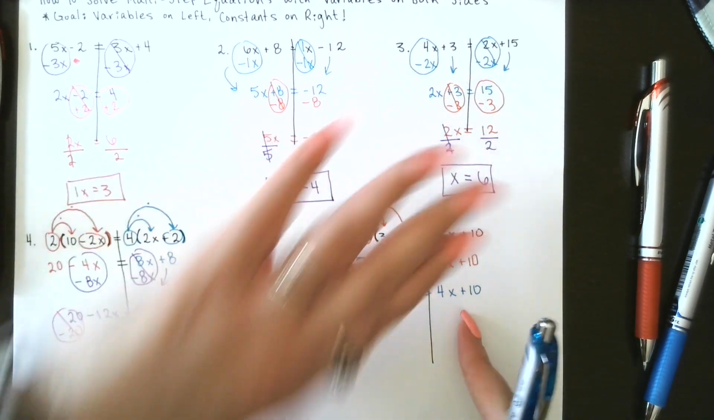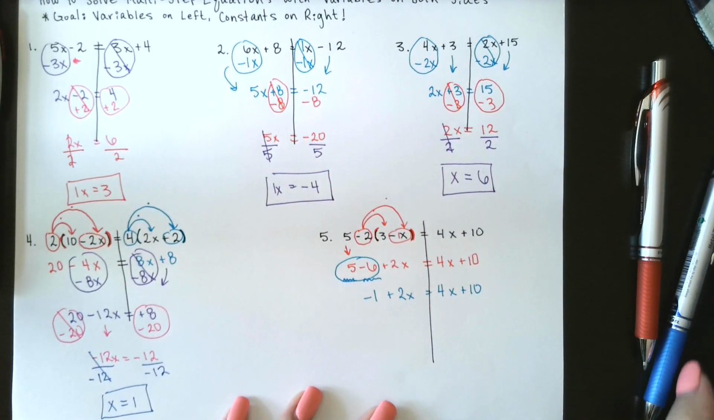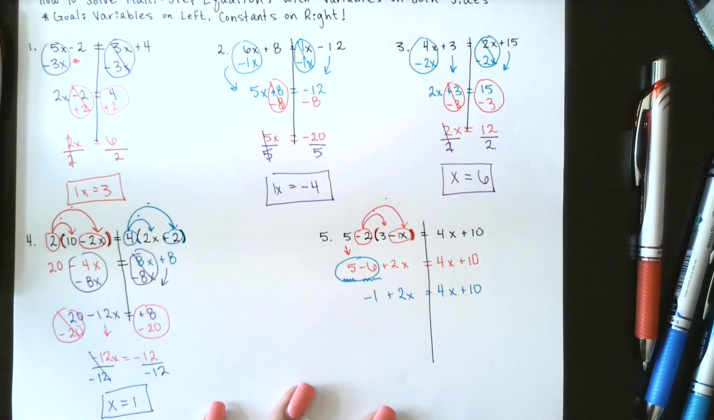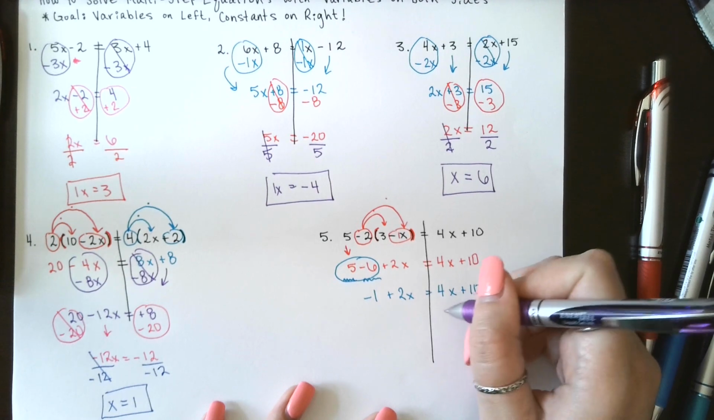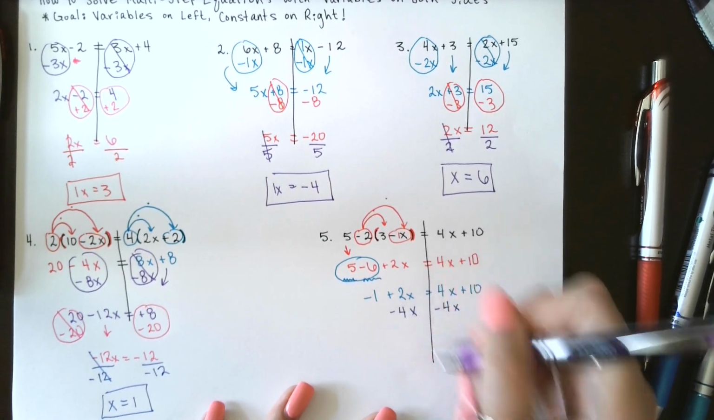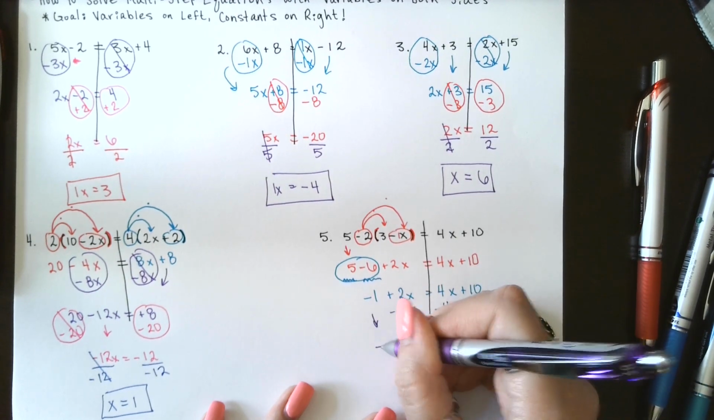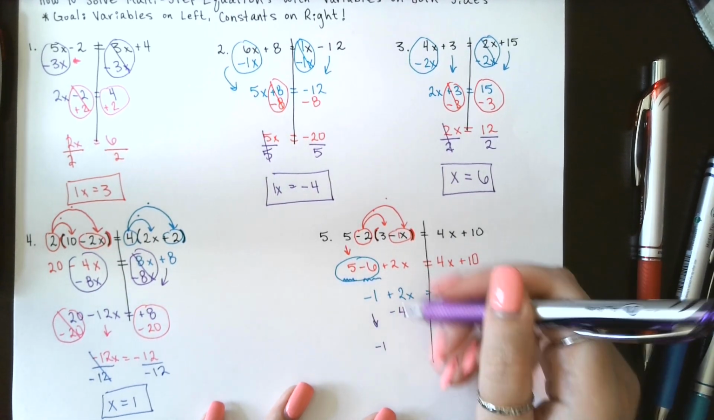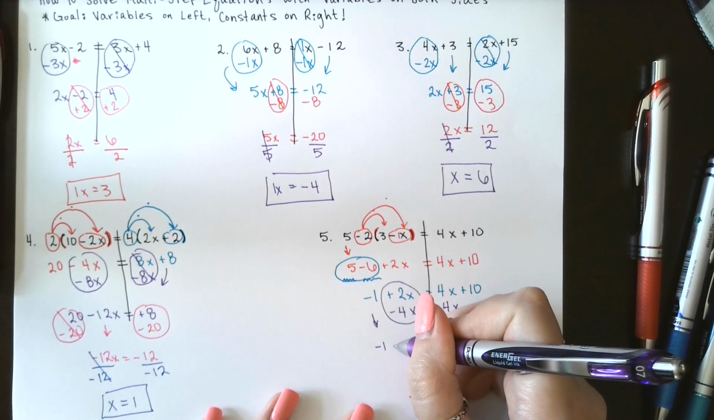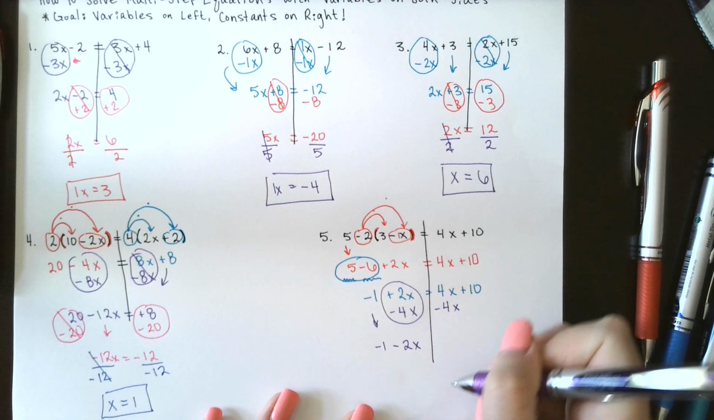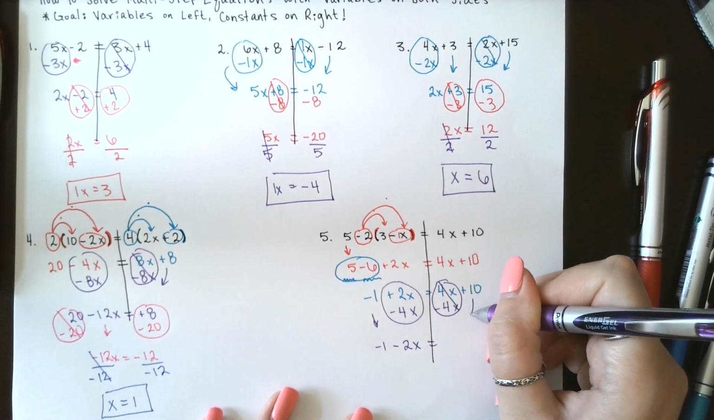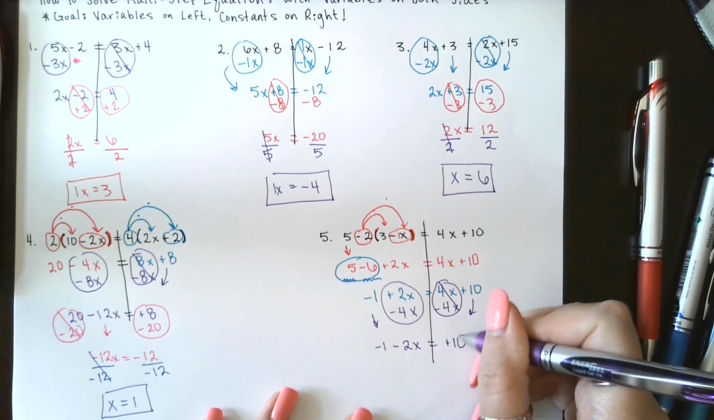Well, now this looks like these problems up above, so I'm just going to solve it the way we have been doing. I want all of my variables on the left, so I'm going to move 4x by doing negative 4x on both sides. Bringing down all of my untouched numbers, 2x take away 4x is negative 2x. 4x minus 4x cancels, and I'm going to bring down my positive 10.